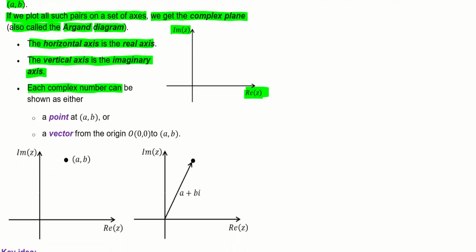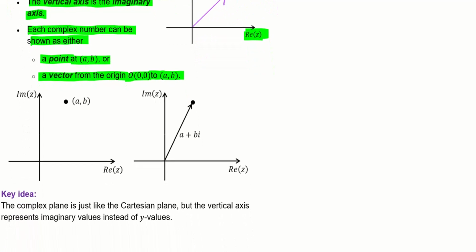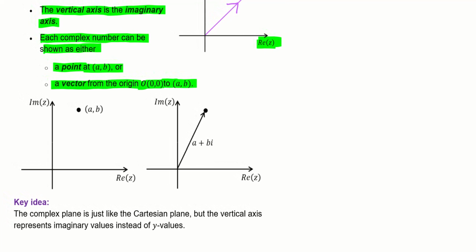Each complex number can be shown either as a point at (a, b), so we can put that point here, say (a, b), or as a vector from the origin O, (0, 0), to (a, b). So, in other words, a position vector, like so. And that's shown again down here. We can see the point (a, b), and then we can see the vector representing a + bi.